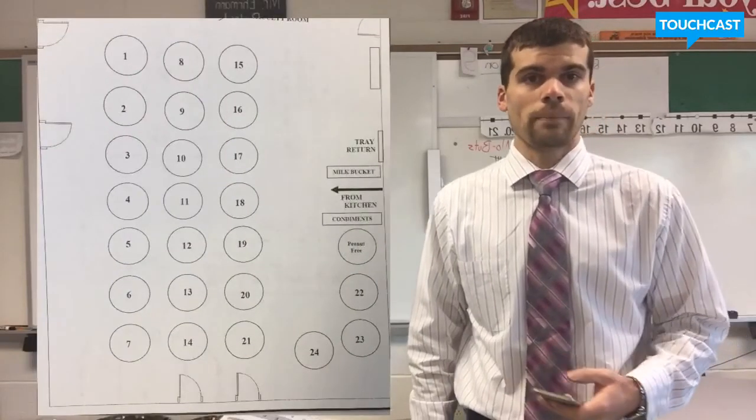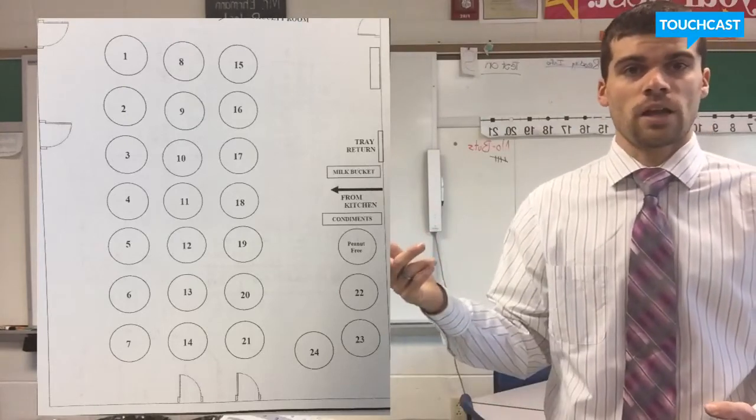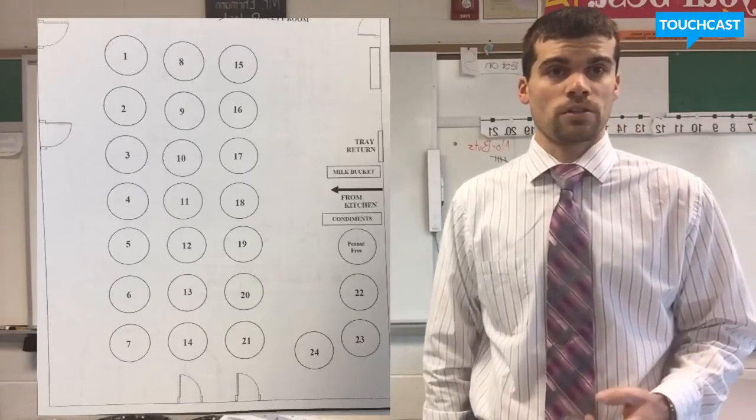So if we take a look at our map, these are all the tables that are in the classroom, and Mr. Rowe just needs to simply decide how many tables each classroom will be assigned while they sit in the cafeteria.